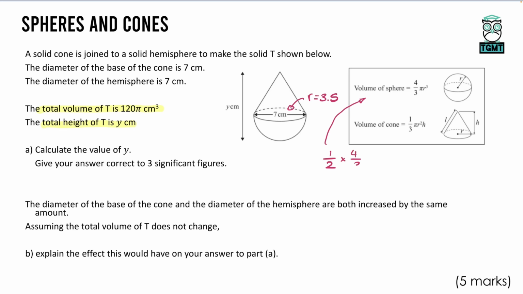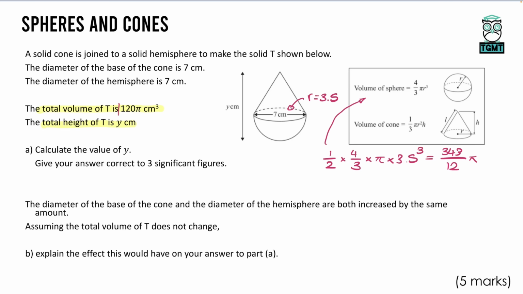So a half multiplied by the formula, 4/3 times pi times 3.5, and that is cubed. So you can type that into your calculator. That comes out as 343 over 12 pi. You can write down the decimal if you prefer, but I quite like to leave it in terms of pi, as it means I don't have to write out a big long decimal and I don't have to worry about any rounding errors. That is the volume of the hemisphere.